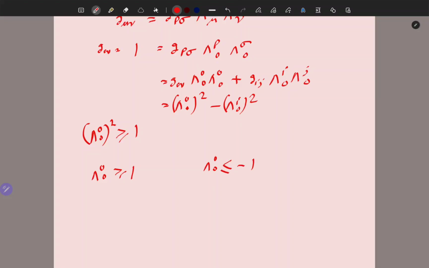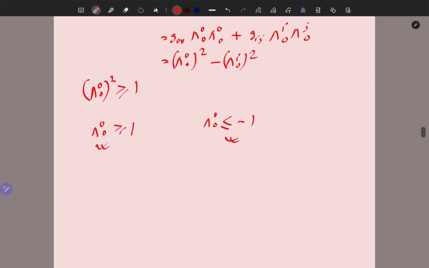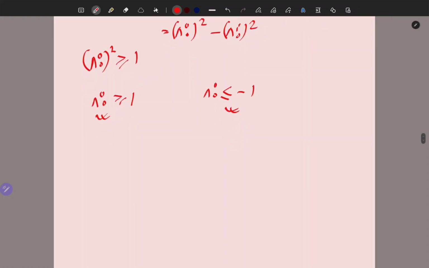These are called orthochronous or non-orthochronous respectively. This is orthochronous and this is non-orthochronous respectively. We will consider only the proper orthochronous Lorentz group. It is a continuous group. Consider an infinitesimal transformation like Λ^μ_ν = δ^μ_ν + λ^μ_ν, where λ^μ_ν is infinitesimal.